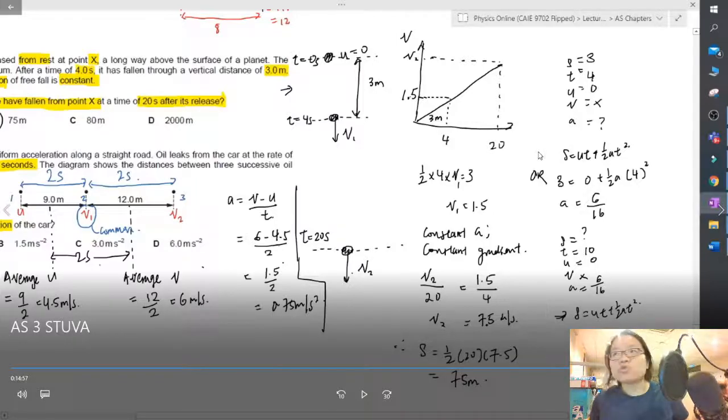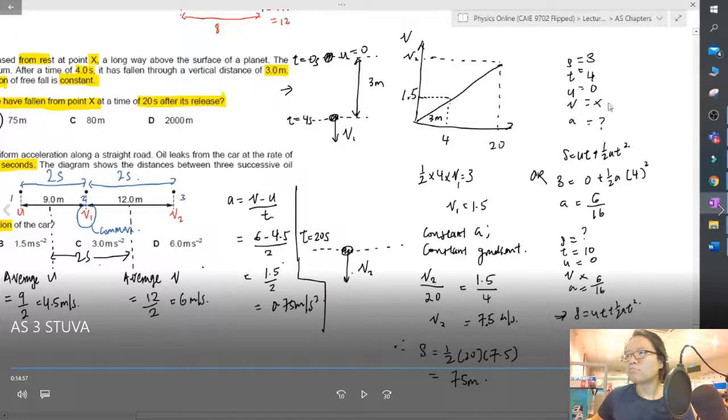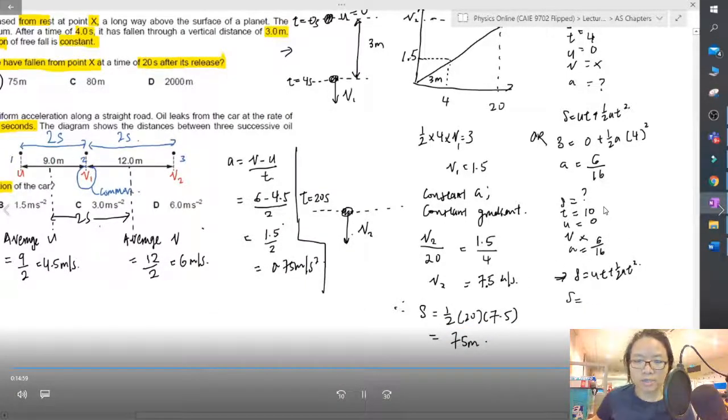But whatever I choose to use, look at my decision here. I have no information about V, like this 7.5, I don't know. So I don't use it. I just find the acceleration 6 over 16. After that, I put the acceleration here. I know it will travel 20 seconds. I will amend it later. And then I'm looking for displacement. So V is once again not a concern, so I don't have to look for V. So S will be equal to half times 6 over 16 times 20 squared. And this will also give me 75 meters.